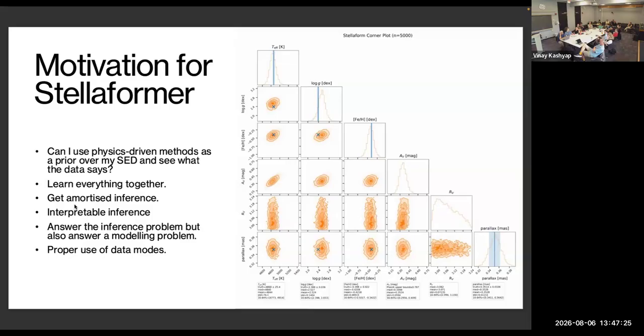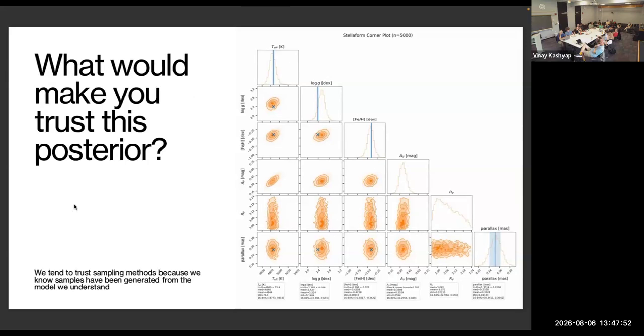You also want amortized inference, because it's scalable. But importantly, we want to answer both the inference problem and the modeling problem at the same time, because we know the SED models are poor to some degree, but the data is going to tell us a lot about that SED, and vice versa. If we have the labels, we should also be able to learn the posterior at the same time. I'll briefly say another important thing is what makes you trust this posterior.